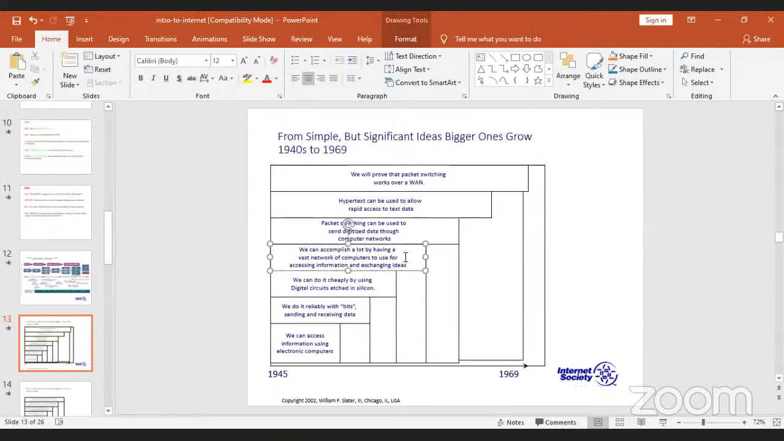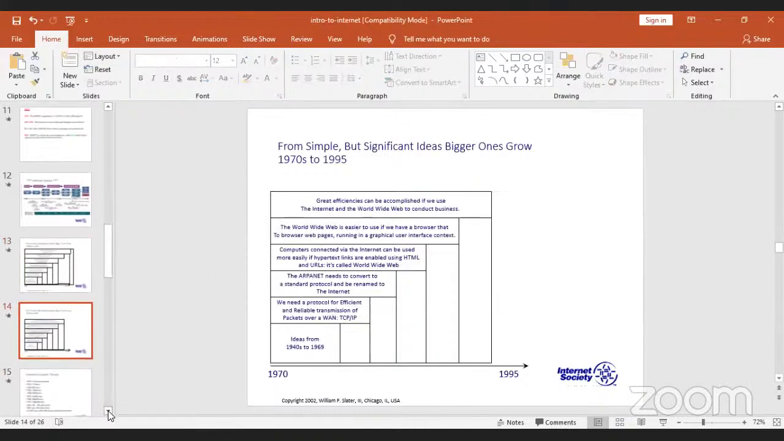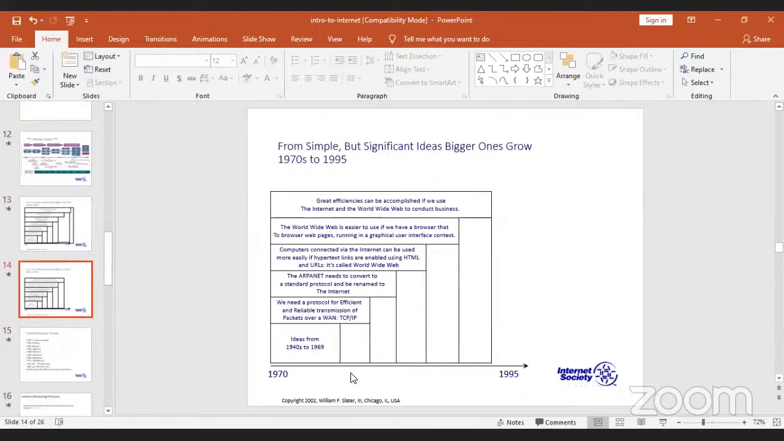Now, later, around 1950, there was an accomplishment of vast network of computers to use for accessing information and sharing ideas. After that, we had packet switching. Now, I've not talked about packets and then the TCP/IP properly. I'm going to talk about that. So later, we had hypertext can be used to allow rapid access to text data. Then there was an improvement on packet switching over a WAN. That's a wide area network. So next, we have from 1970s, 1995.